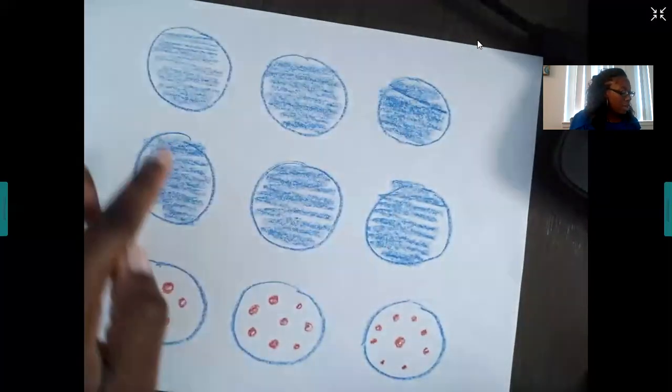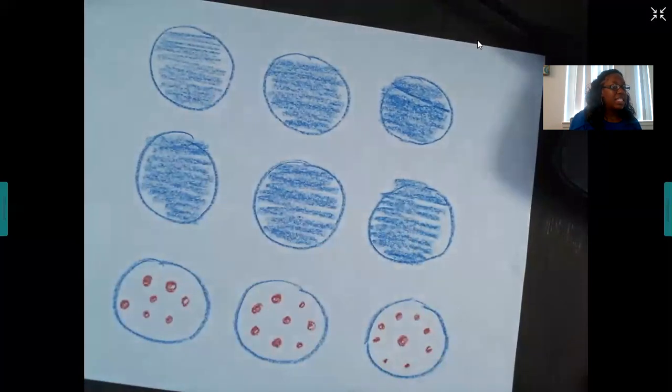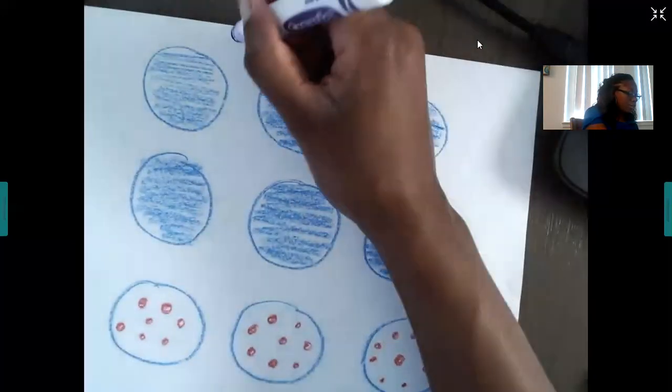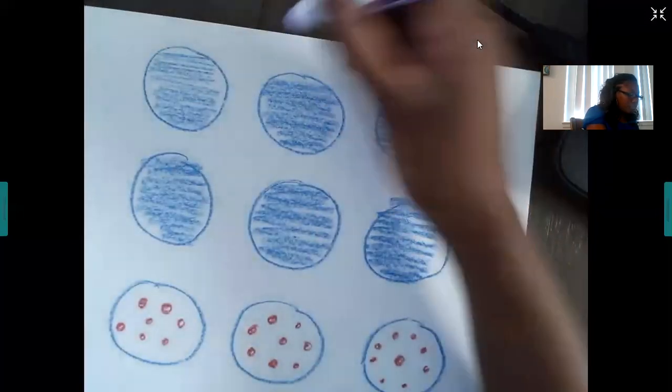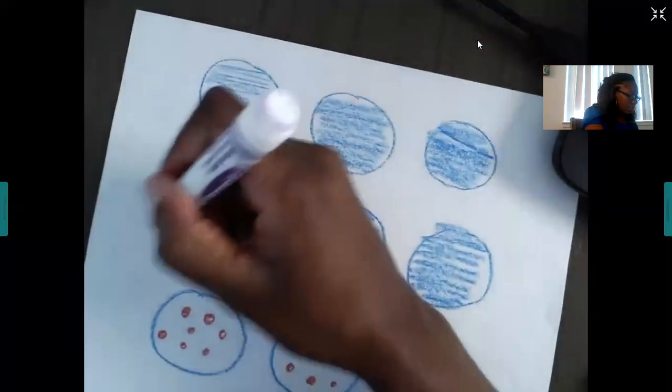1, 2, 3, 4, 5, 6. 6 of my circles are shaded blue. So I know that that will be my first part. Let me see where I can write this a little bit.